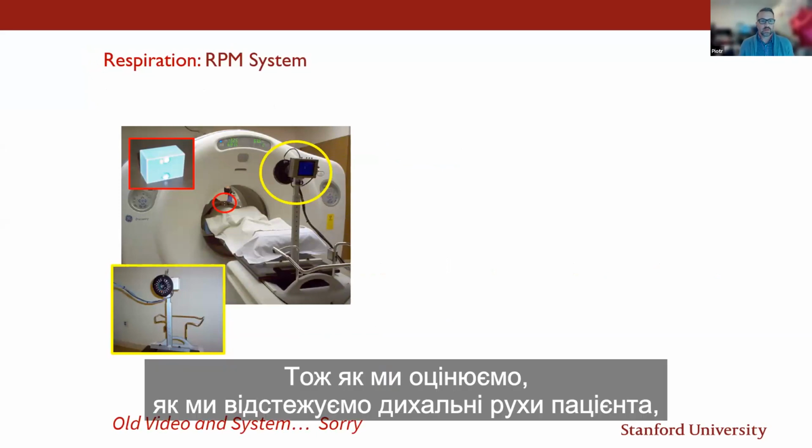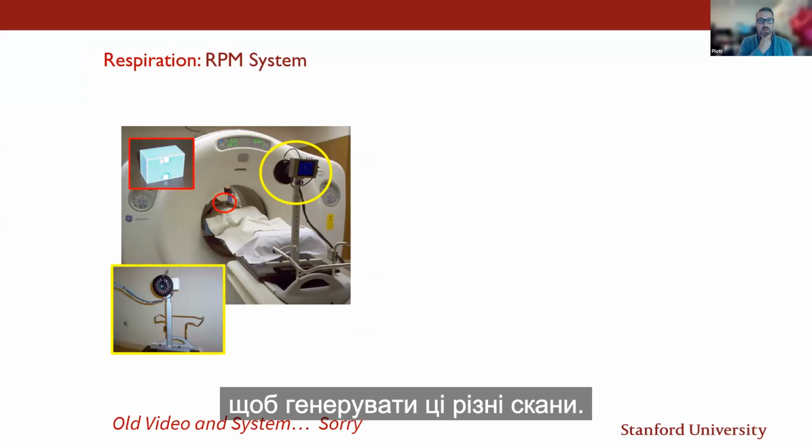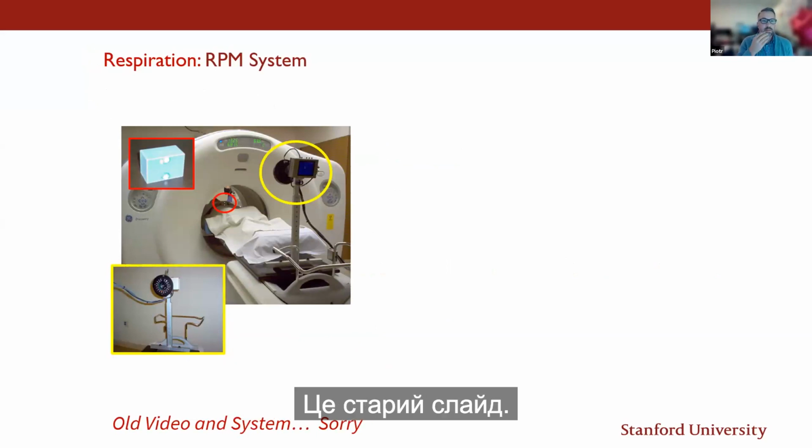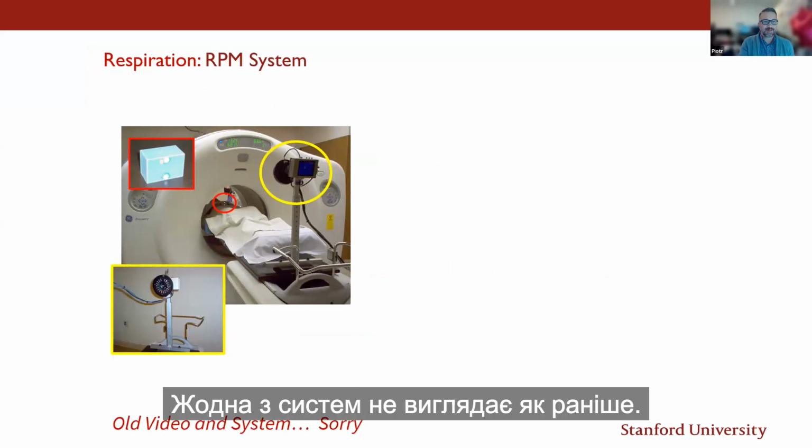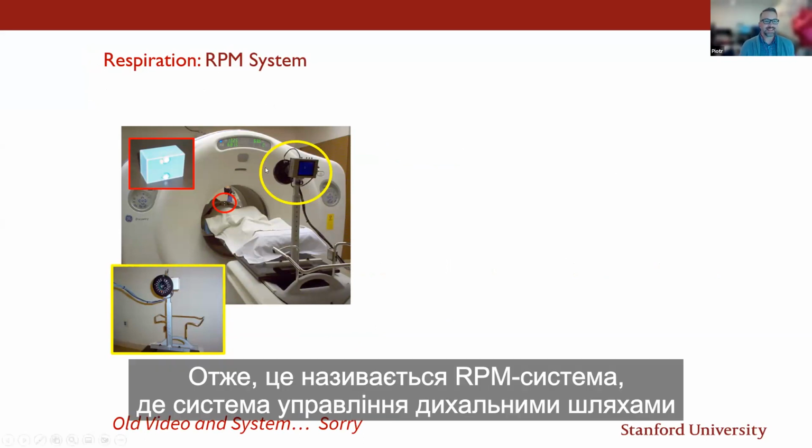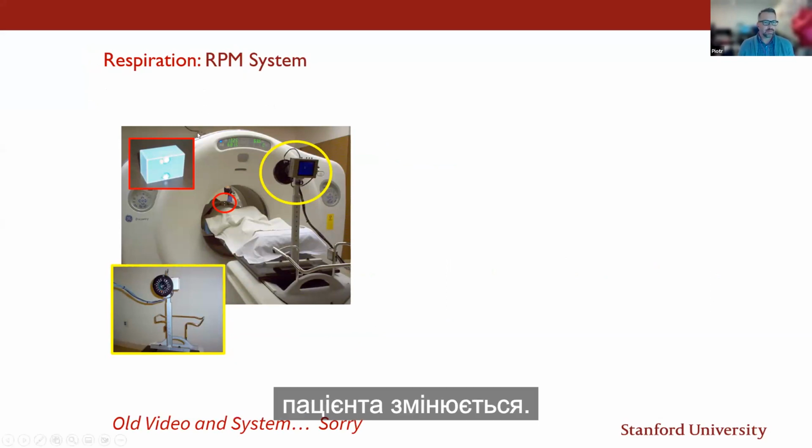So how do we assess, or how do we track the patient's breathing motion in order to generate these different scans? This is a very old slide, so I'm really sorry. This is no longer how any of these systems look, but the idea is the same. This is called an RPM system, or Real-time Position Management system, from Varian. I think it's the most ubiquitous one.